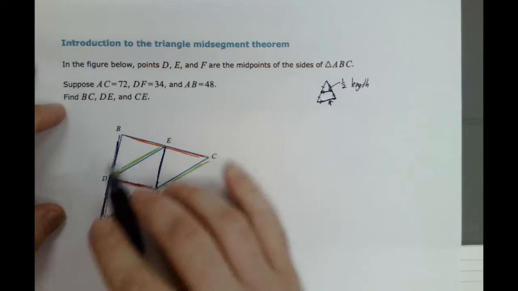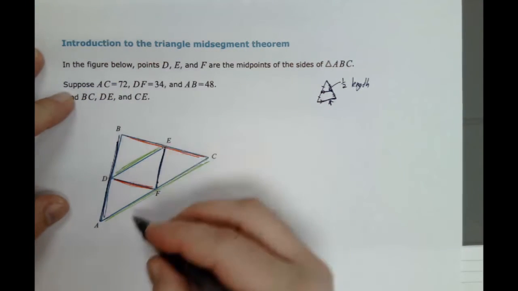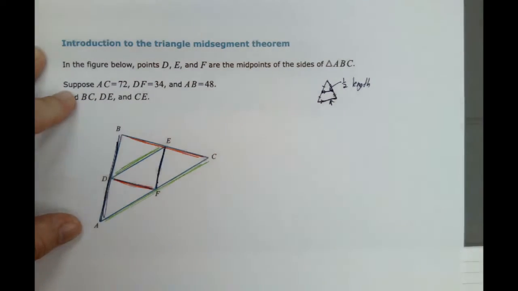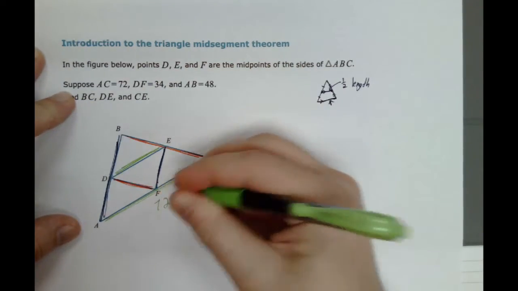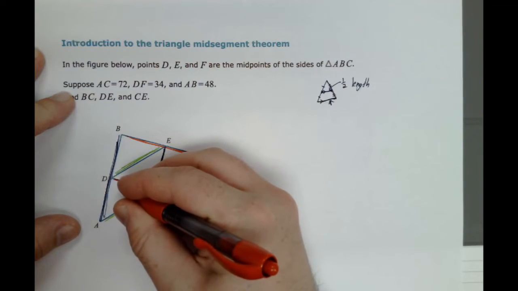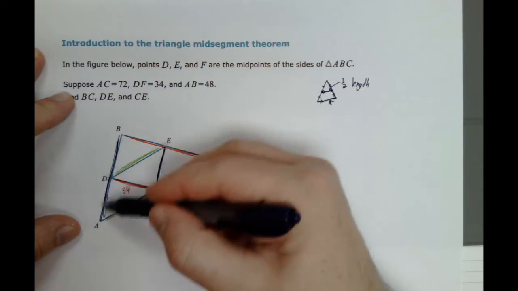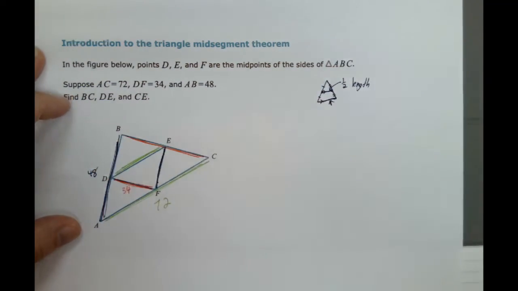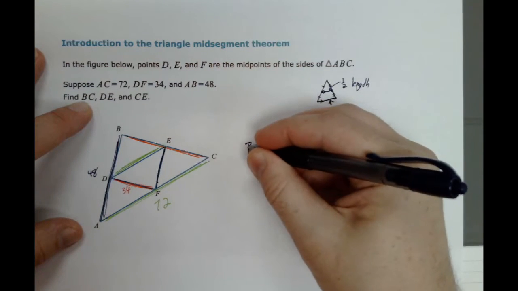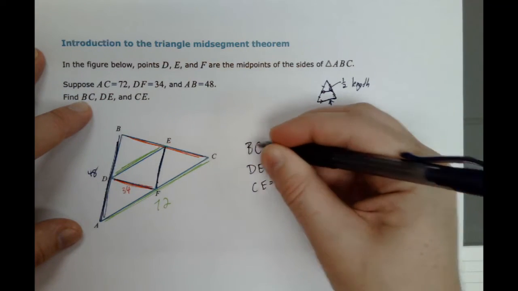Now, be very careful. We're going to put our numbers in our picture because sometimes they're going to give us the base, sometimes they give us the midsegment. We want to make sure we keep those straight. All right, so we know AC, this entire side here, I'll keep up my color scheme, is 72. DF, which is this midsegment here of red, is going to be 34. And we have AB, which is the other base here, which is going to be 48. So to figure out what these are, we need to find BC, DE, and CE. We're looking for all 3 of those parts.